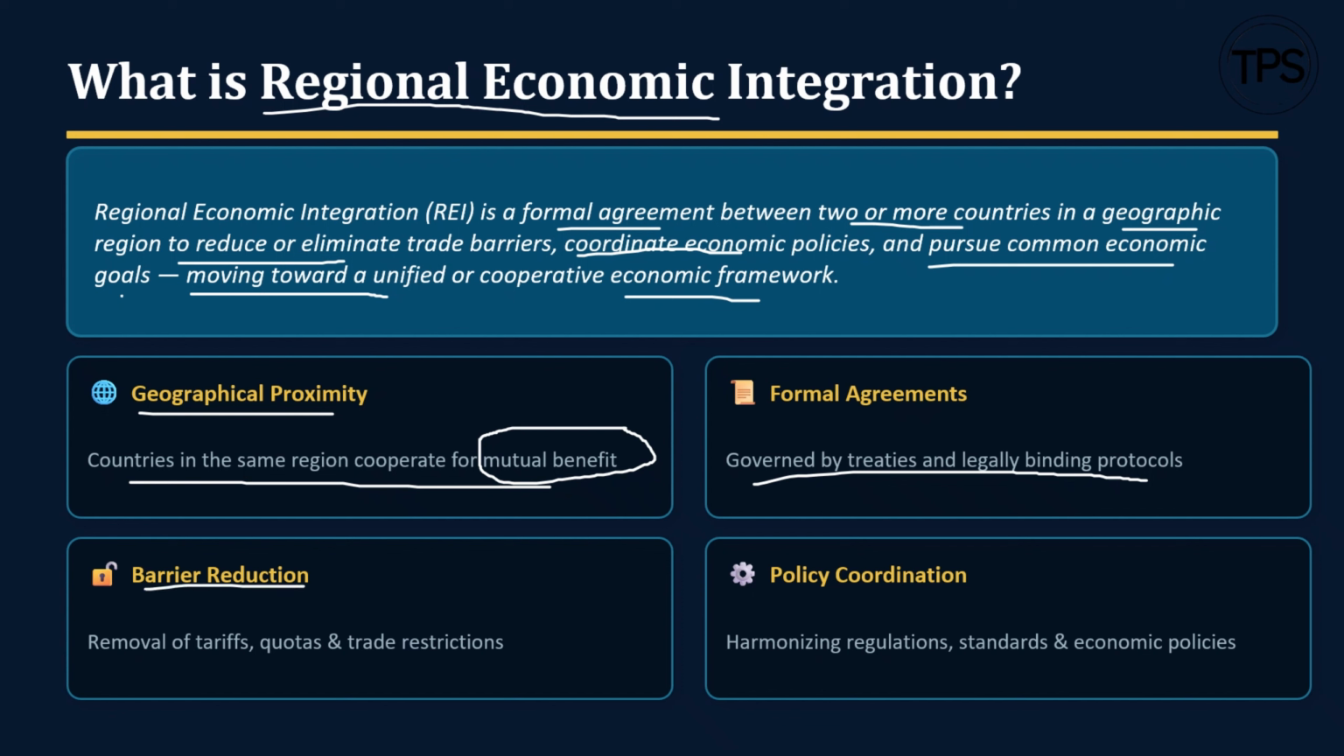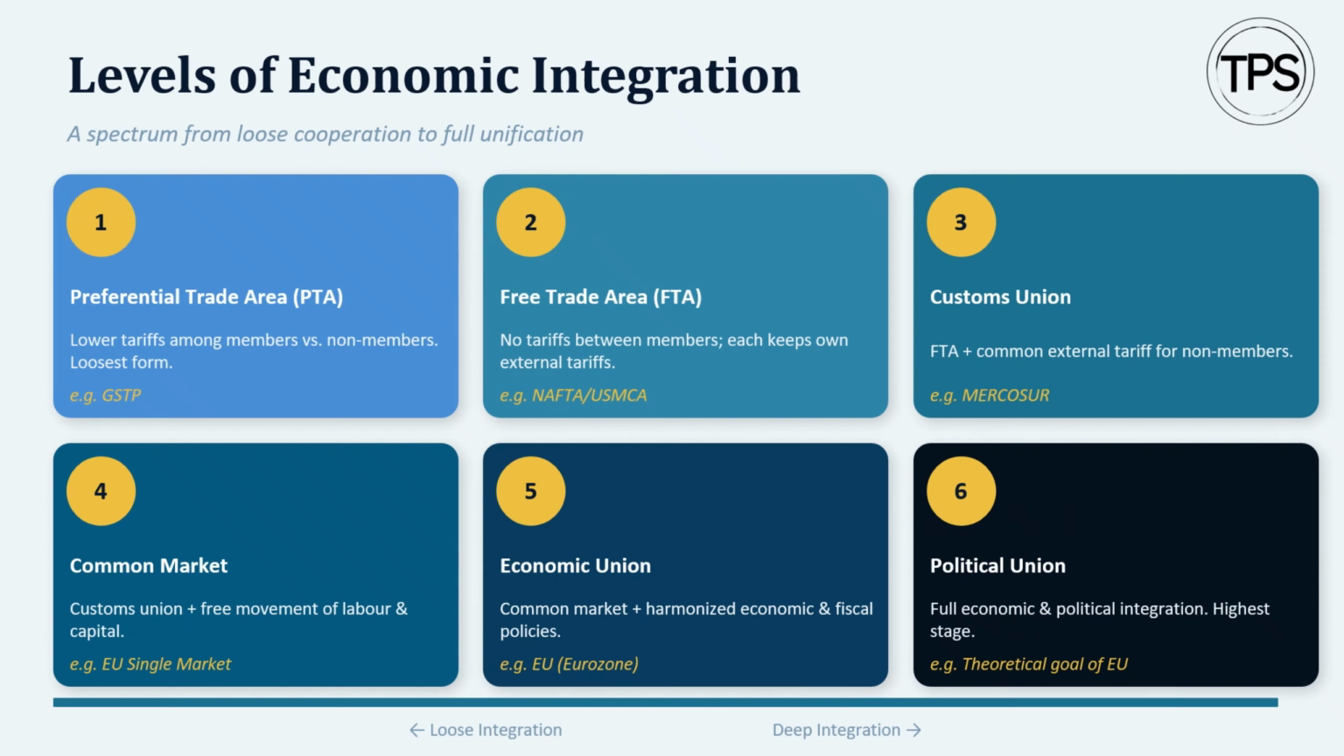Then barrier reductions: tariffs, quotas, and trade restrictions are removed, reduced, or eliminated. And policy coordination: harmonizing regulations, standards, and economic policies. Many countries have different economic policies, regulations, and standards, but to get integrated, they harmonize their regulations and standards so that each and every country can get its benefits.